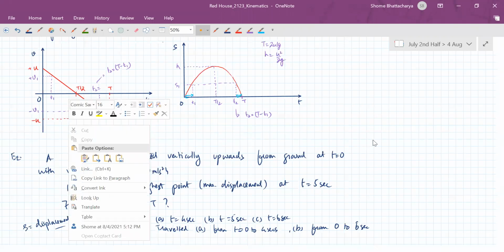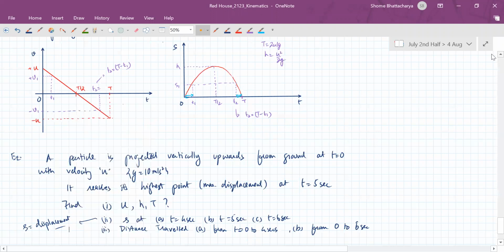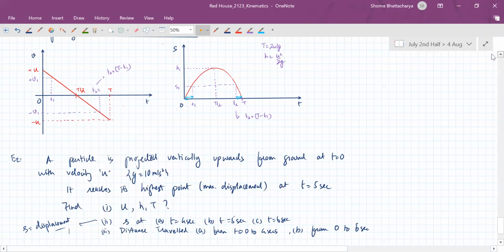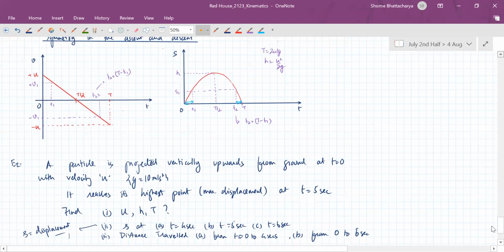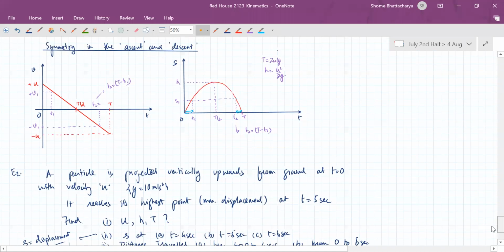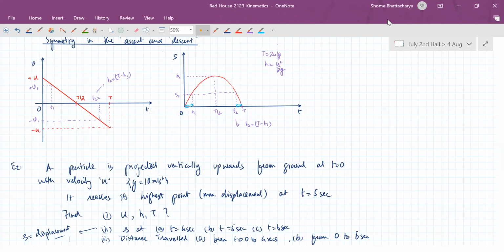Okay, so again, you will see that the solving of it is pretty formula based ultimately, but just for the understanding, especially how to work out the third part, if you understand this symmetry of the ascent and descent, it's a little bit easier to figure out how to apply the equations.